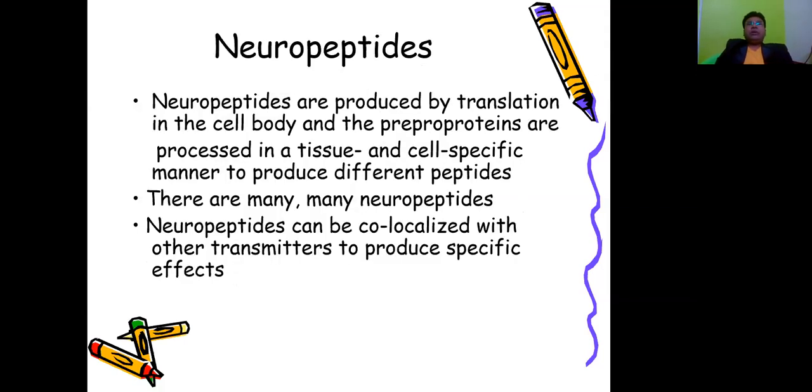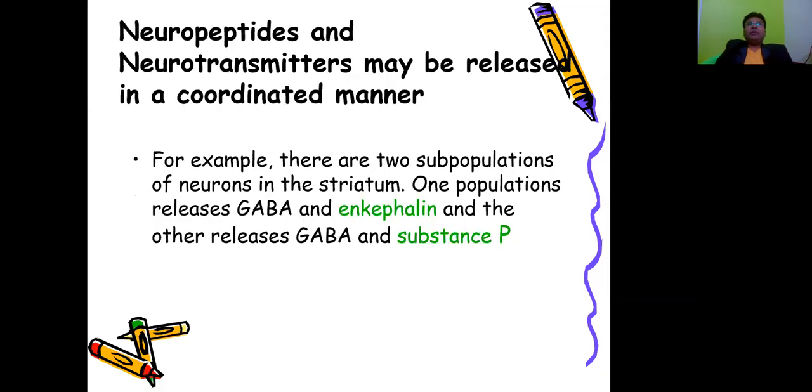Now, what are neuropeptides? Neuropeptides are produced by translation in the cell body, and the pre-proteins are processed in a tissue- and cell-specific manner to produce different peptides. There are many neuropeptides. These neuropeptides can also be co-localized with other transmitters to produce specific effects. So neuropeptides and neurotransmitters may be released in a coordinated manner.